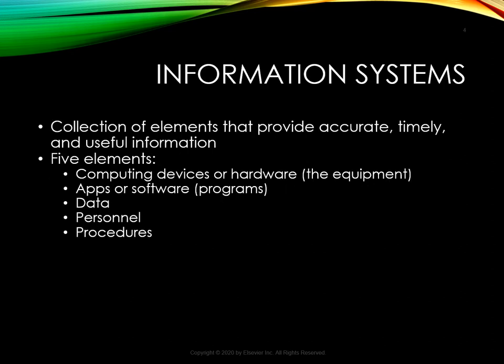Okay, so information systems is the collection of elements that provide accurate, timely, and useful information. They are made up of 5 different elements, and we're going to talk about each one of these in this chapter. The first one is computing devices or hardware. This is the physical things that you can touch. You can touch your monitor, your keyboard, your mouse, your tower, wherever you store the computer components. But basically, it's the physical computer things you can touch.